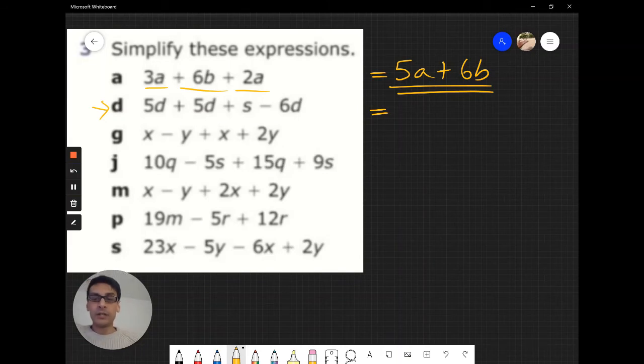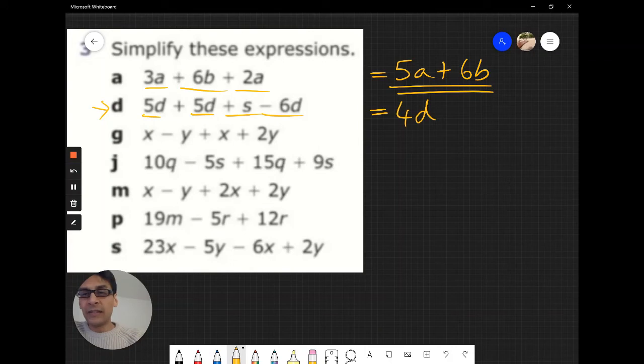Okay, so for question D, you should have had 5D plus 5D, which is 10D. And this time we're taking away 6D. So 10D take away 6D is going to give you 4D. If you have 10 kilograms and you take away 6 kilograms, you've got 4 kilograms left.